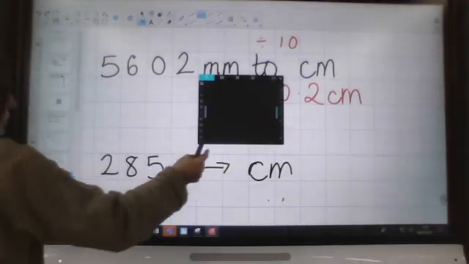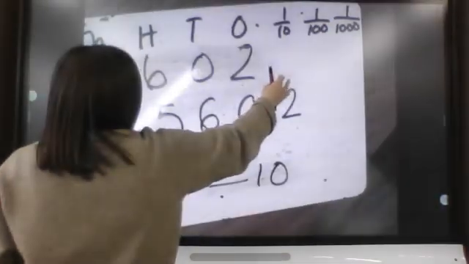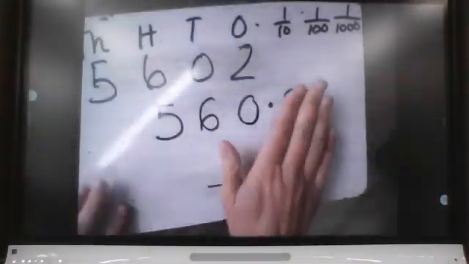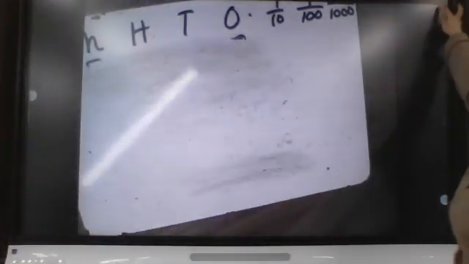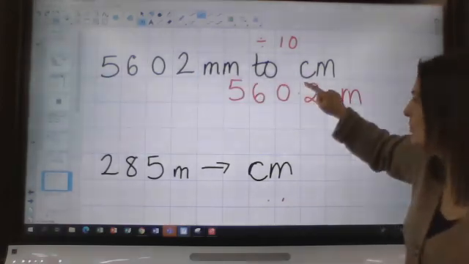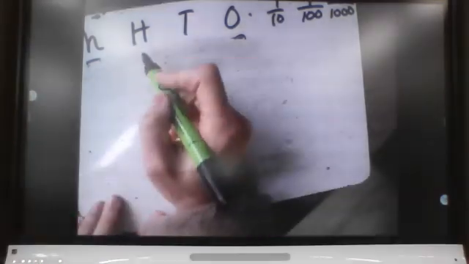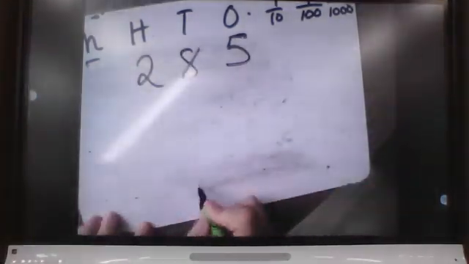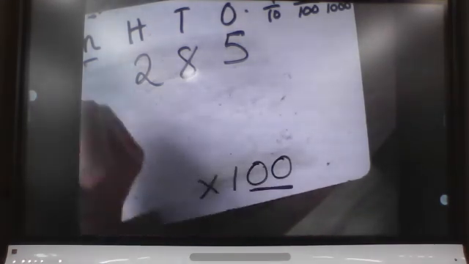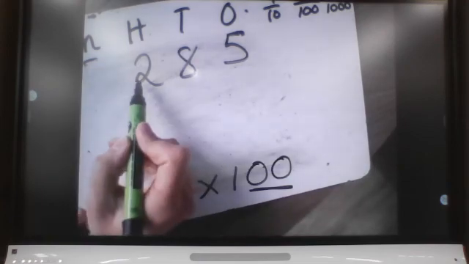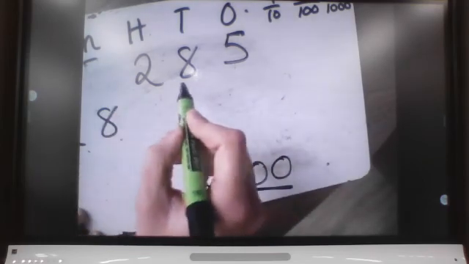So let's have a look. So multiplying by 100. Because there are 100 centimetres in a metre. So let's have a look. I've forgotten the number now. So 285 metres to centimetres. 285, and this time I'm multiplying by 100. So I've got to move 2 places. I'm going to need a tens of thousands. So 2 goes 1, 2, 8, 1, 2, 5 goes 1, 2.